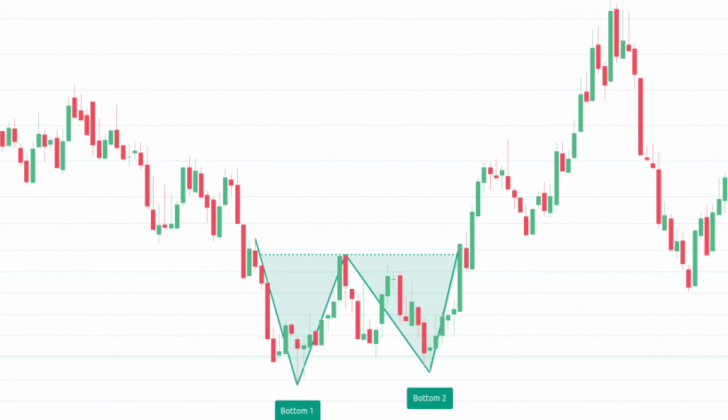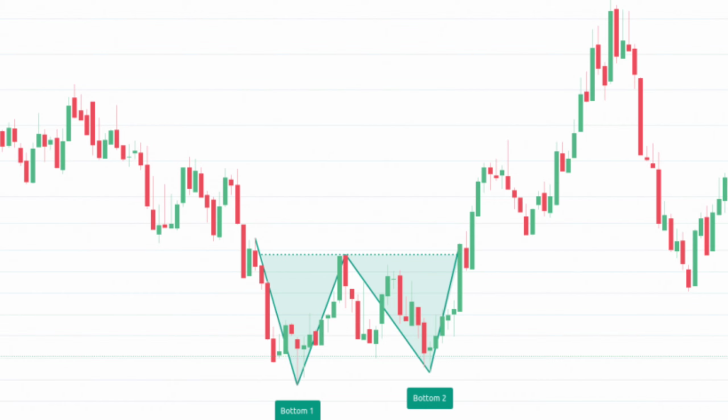To estimate a price target for a double bottom pattern, you can use the technique of measuring the vertical distance between the lowest low, bottom, and the peak formed between the two bottoms, and then projecting that distance upward from the breakout point. Here's a step-by-step guide on how to calculate a price target for a double bottom pattern.